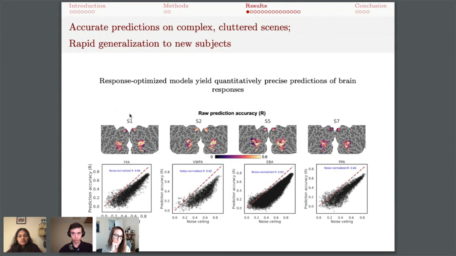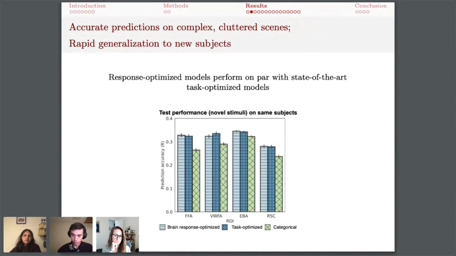And we can see we can achieve a very high raw correlation coefficient, greater than 0.6, in a large number of voxels. And we also looked at the noise normalized correlations within all of these 4 ROIs. And we see that we can get values of between 0.6 and 0.7, which indicates that these models are also quantitatively very precise. And we also compared the prediction accuracy of these models against state-of-the-art task-optimized models and baseline categorical models that find an optimal linear mapping between image level binary category labels and the measured brain responses.